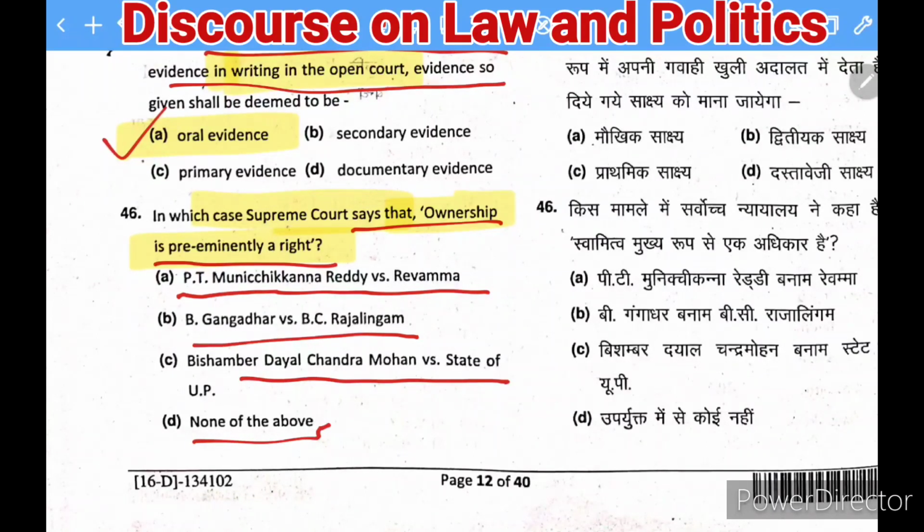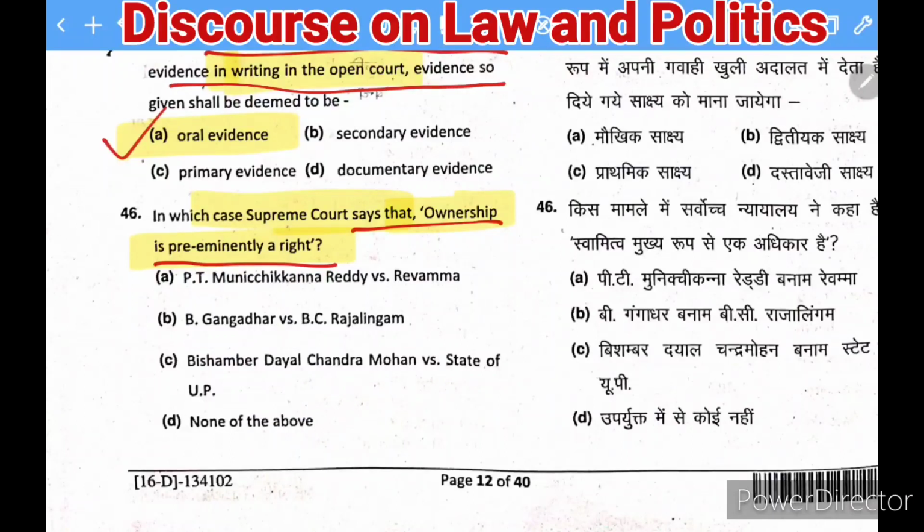So which is the right answer here? Anyone of you, just give me the answer. The right answer of this question is B, Gangadhar versus B.C. Rajalingam. So this is the right answer, where the Supreme Court had said that ownership is a preeminently a right. Okay. Moving to the next question.